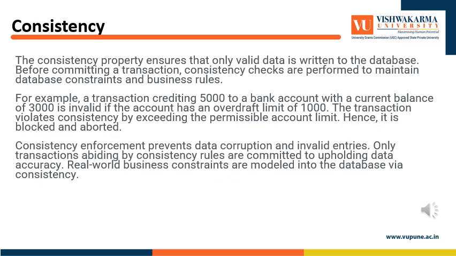Consistency. The consistency property ensures that only valid data is written to a database. Before committing a transaction, consistency checks are performed to maintain database constraints and business rules. For example, a transaction crediting 5,000 to a bank account with a current balance of 3,000 is invalid if the account has an overdraft limit of 1,000. The transaction violates consistency by exceeding the permissible account limit. Hence, it is blocked and aborted.